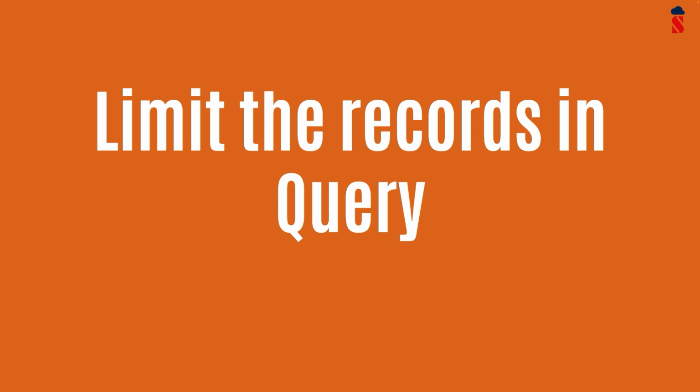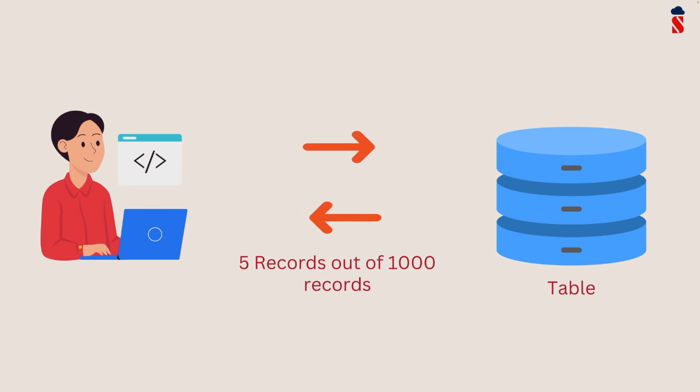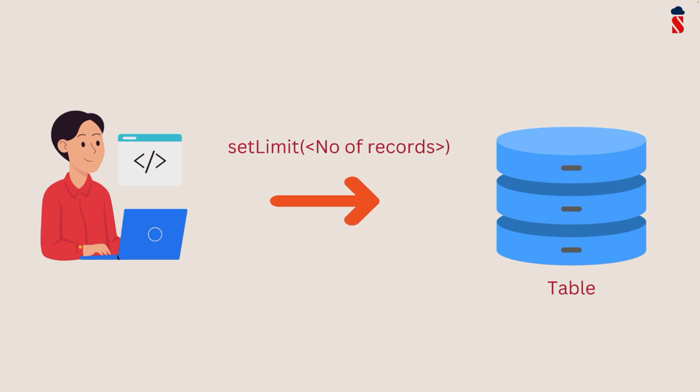Last, not the least, limit the records while doing a query. When working with ServiceNow, we often retrieve data from the database using GlideRecord. But what happens when the database is huge? We don't want to pull every record, especially when we only need a few. This is where the setLimit method comes to the rescue. The setLimit method allows us to limit the number of rows that a GlideRecord query returns. This is incredibly beneficial for larger tables where you want to avoid retrieving a huge amount of data.